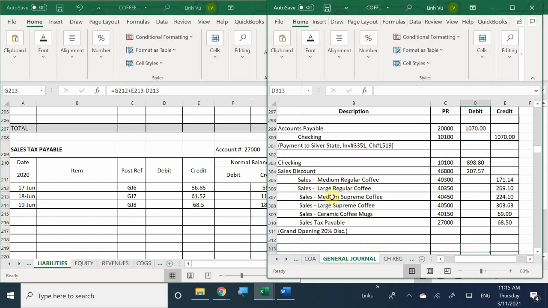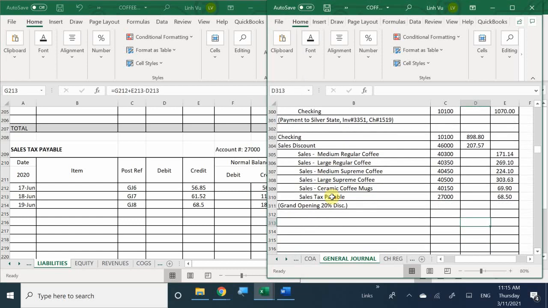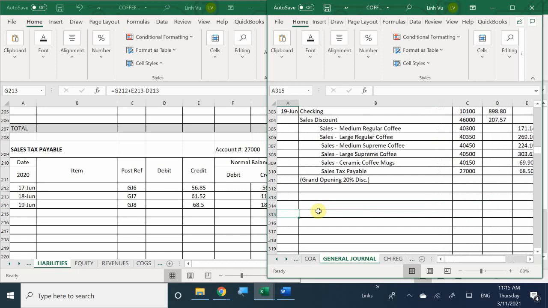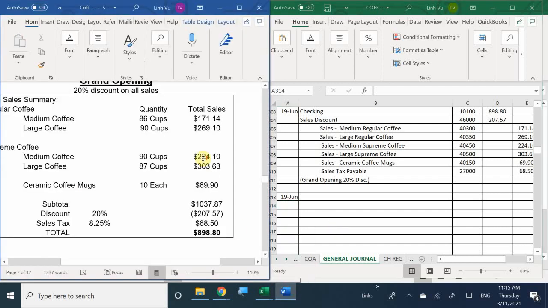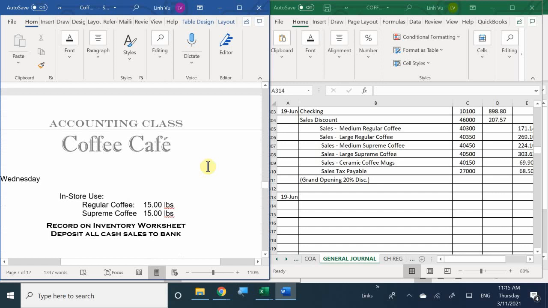All right, now that we finished our ledger, what comes after that? Cost of goods sold. We need to calculate the cost of goods sold. So in this case, in-store sales, we sold a total of 15 of the regular coffee, and we used a total of 15 of the supreme coffee. Okay, so 15 pounds for both coffees. So where do you want to go first? You want to go to the inventory worksheet first and then journalize, or journalize first, then the inventory worksheet, and then back to the journal?